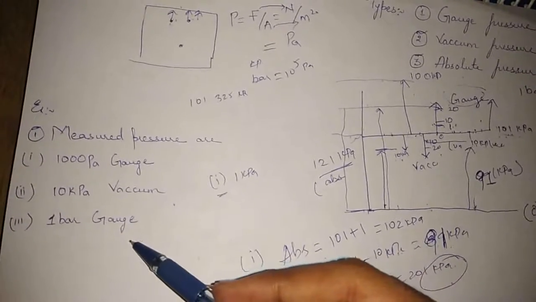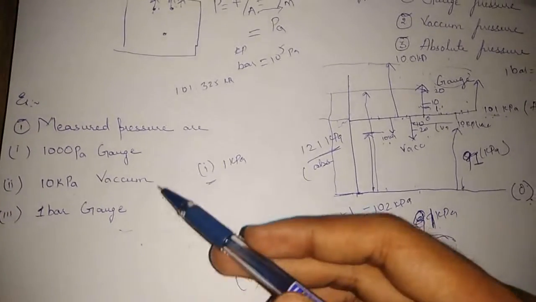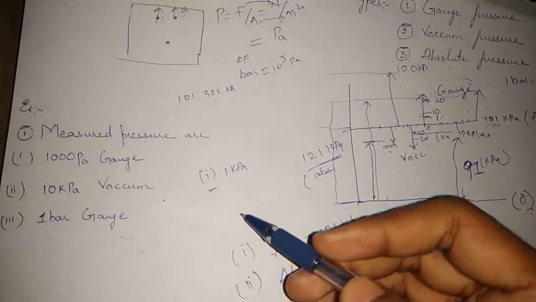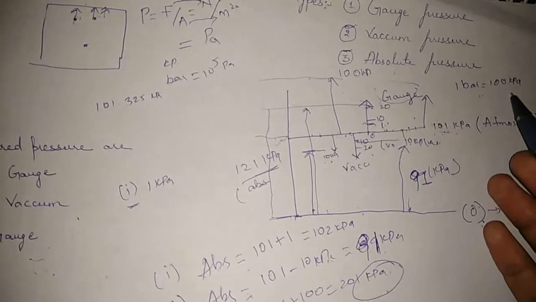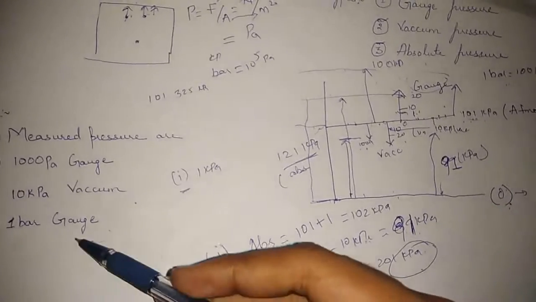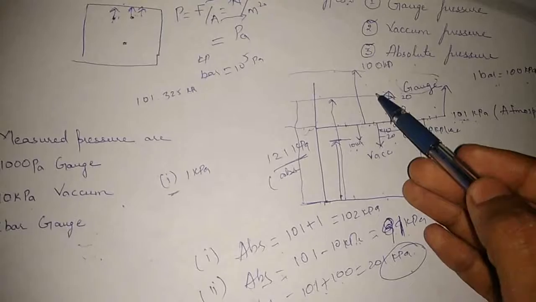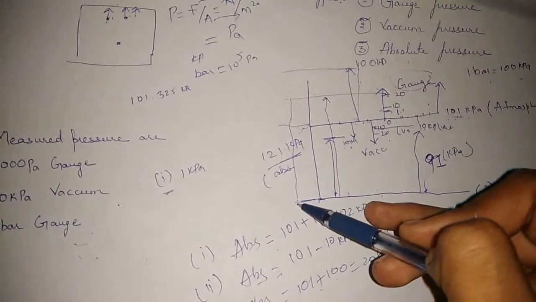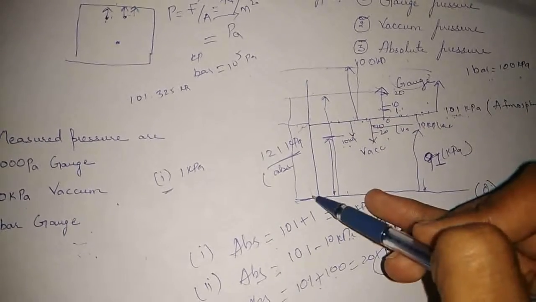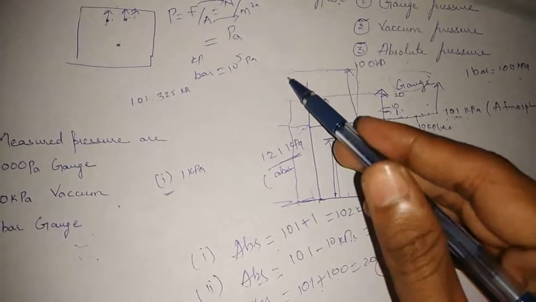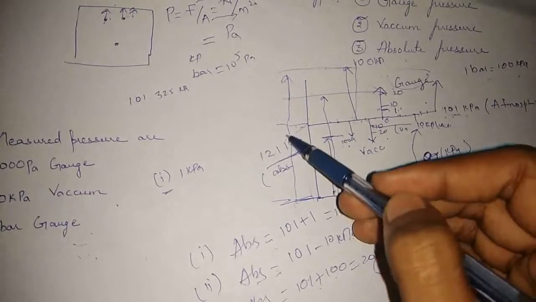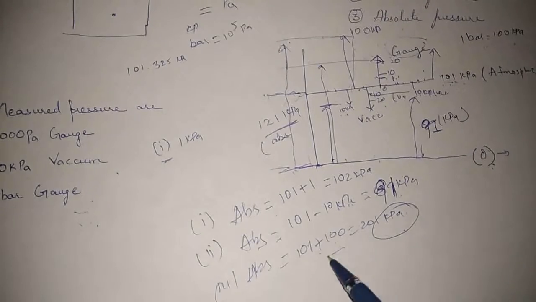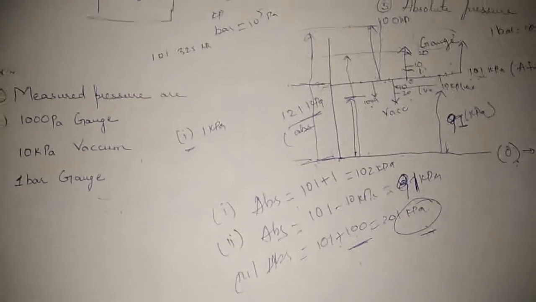Now coming to the third one, 1 bar gauge. We know that 1 bar is 10 to the power 5 pascals, or 100 kilopascals. This is a gauge pressure, so we measure above the reference line, and going above, here is 100. We measure taking this as the reference line because we want an absolute pressure. We go up to here, it is 101, and if we go further it is 100. So we sum these up and get 201 kilopascals.